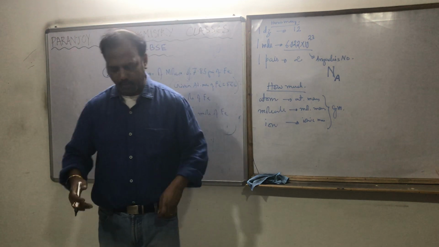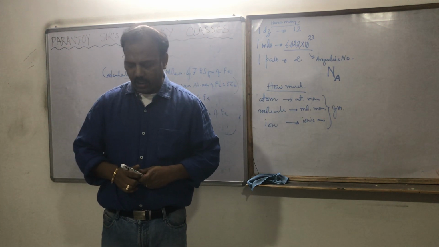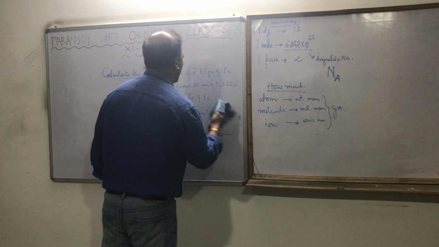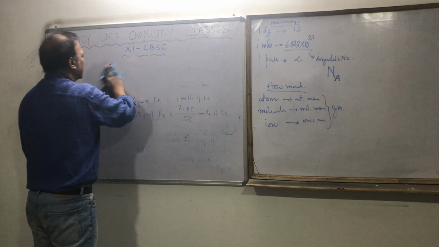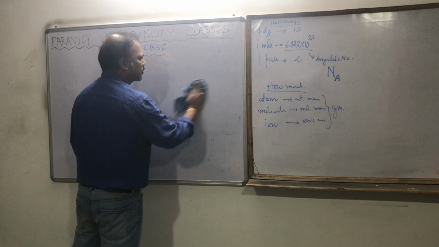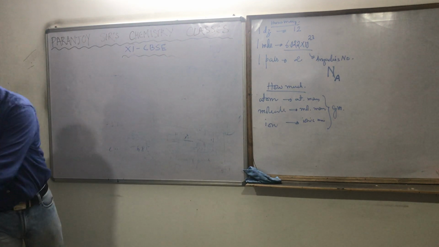Okay, chalo, one more we are going to do. How many atoms of oxygen are present in 300 gram of calcium carbonate? How many atoms of oxygen?